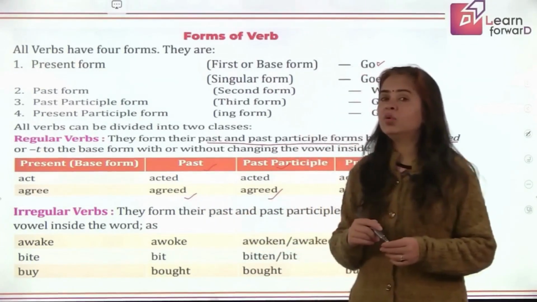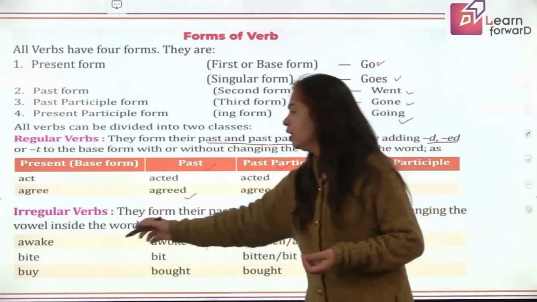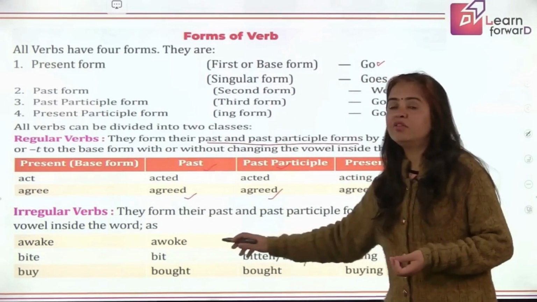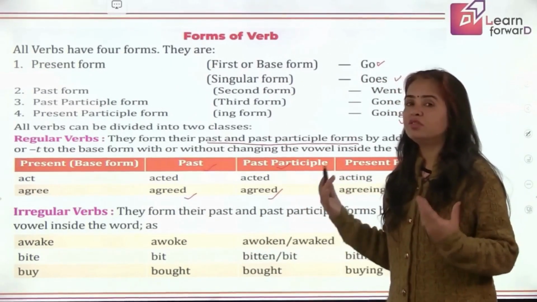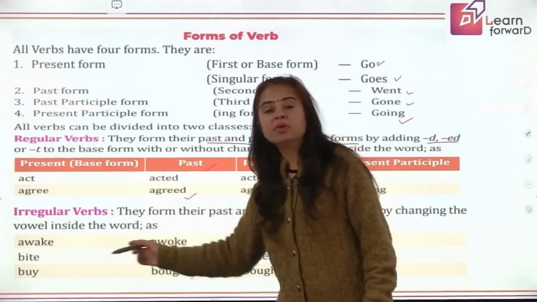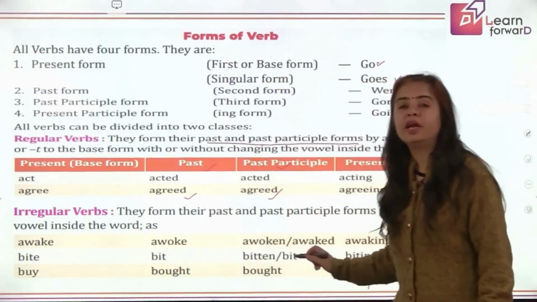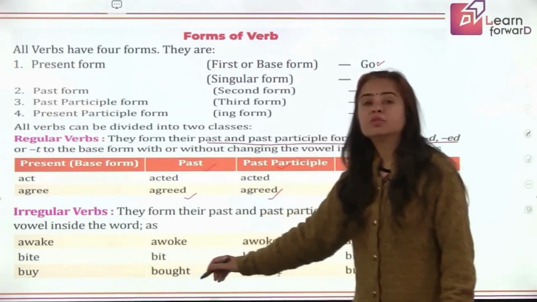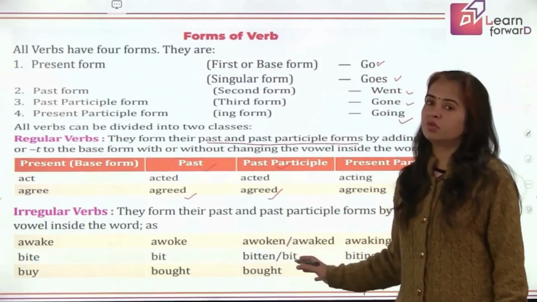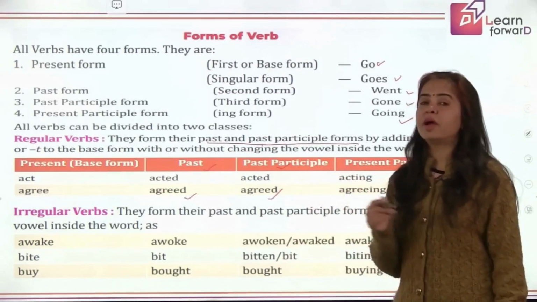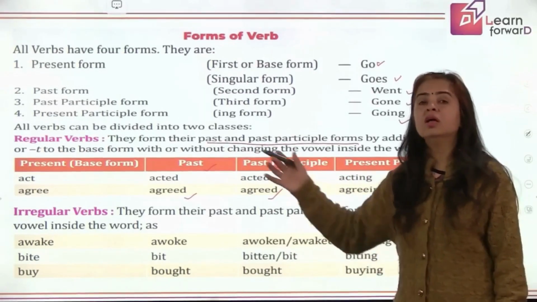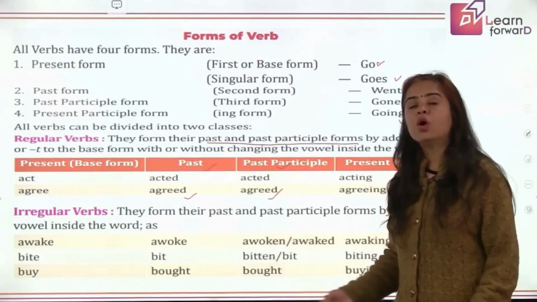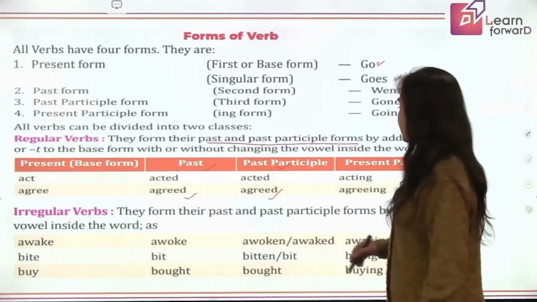And the irregular verbs, they change in form, like awake, awoke, awoken. So these are different. The vowels change, they change in form. Bite becomes bit in the past form and bitten in the past participle form. Buy becomes bought, bought in both the forms. So these are not formed just by adding d or ed to the first form of the verb, the present form of the verb. These are called irregular verbs, right?